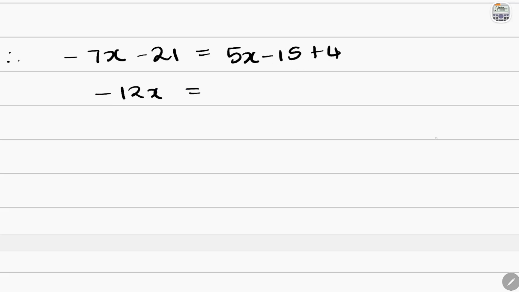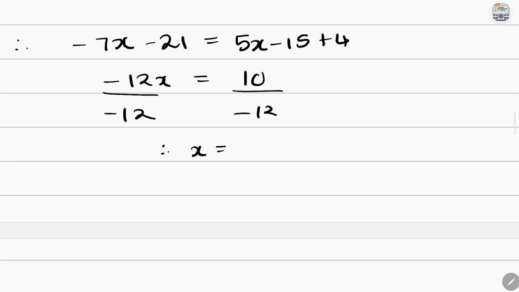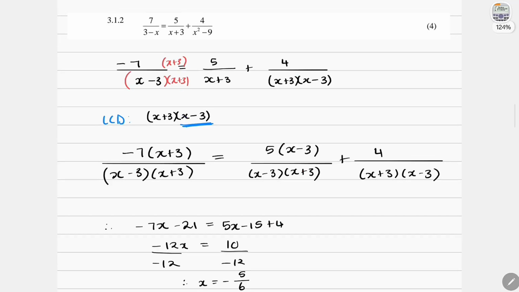And negative 15 plus 4, 4 minus 15 is minus 11. And the negative 21 comes over to become a positive 21. And so we will have 10 over here. Then lastly, divide both hand sides of this equation by negative 12, and x is equal to, they both have a common factor of 2. So 10 divided by 2 is 5. Negative 12 divided by 2 is negative 6. And there we go. Negative 5 over 6 is our answer.